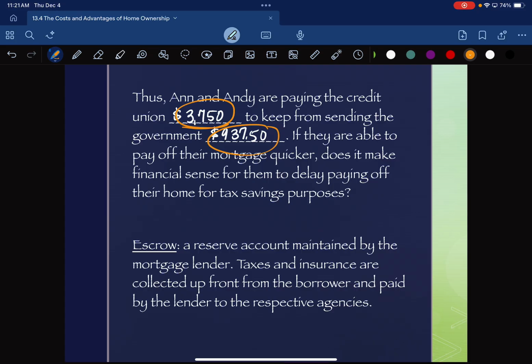And then I mentioned escrow, and so let me just remind you what that was. Escrow is an account that's managed by the mortgage lender. The taxes and insurance are collected up front and then paid out over the course of the year. And so it's just kind of like a bucket fund within the bank that allows them to continue making those payments for you so that you don't feel it when it comes due, right?